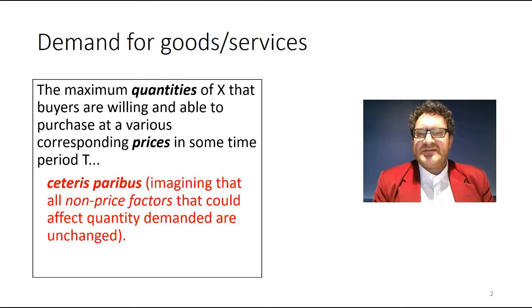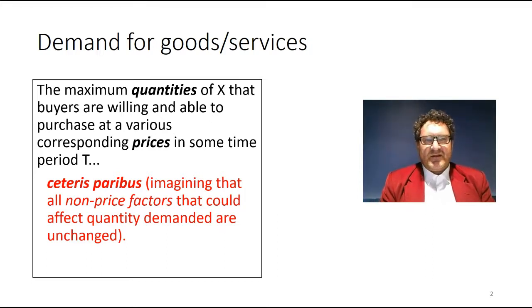So if we think of an example, we're talking about kebabs in Auburn on a daily basis. We'd say demand for kebabs in Auburn on a daily basis is the maximum number of kebabs that buyers are willing and able to purchase at various prices in a day in Auburn. That would be the demand for kebabs in Auburn daily.